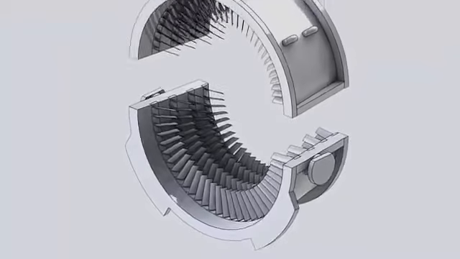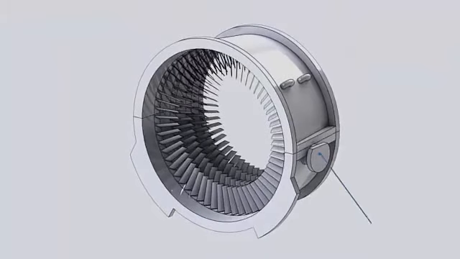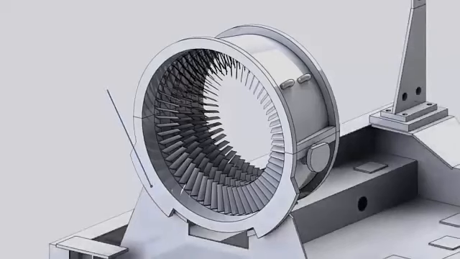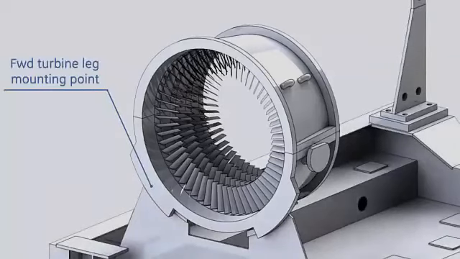The lower half is equipped with 2 trunnions, used with other trunnions on the turbine shell, to lift the gas turbine to or off the turbine base. It also features a mounting point for the forward turbine support plate.